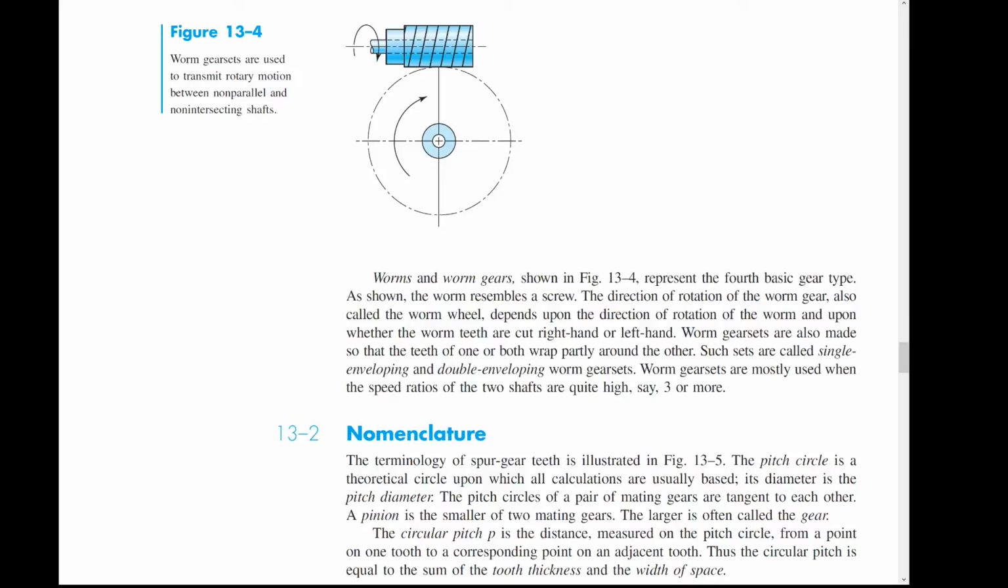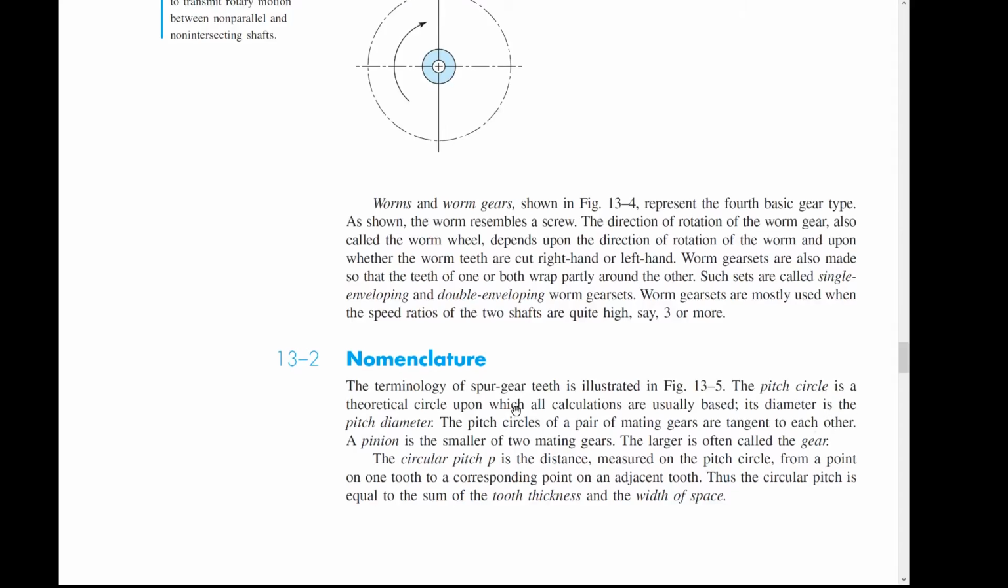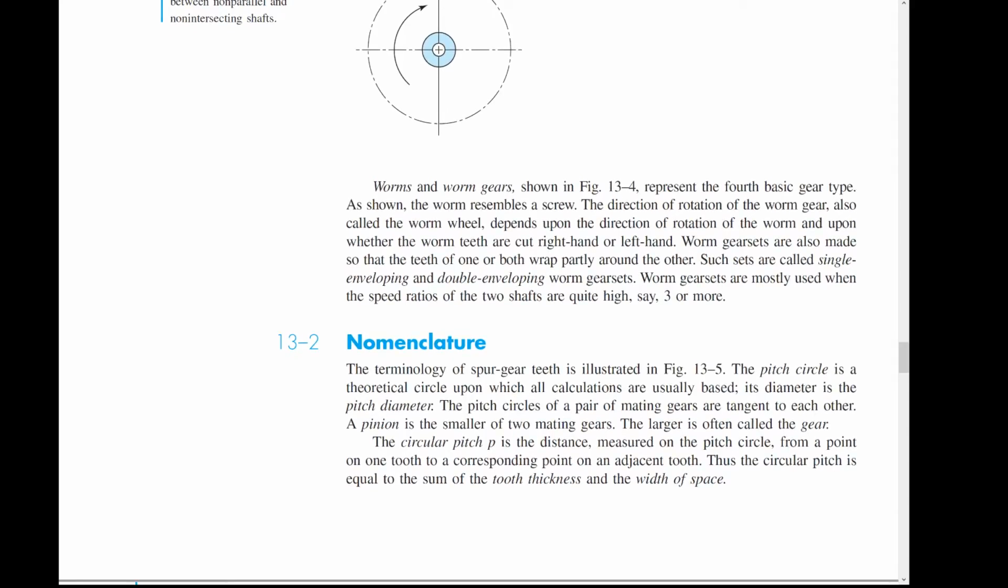Worm gear sets are also made so that the teeth of one or both wrap partly around the other. Such sets are called single enveloping and double enveloping worm gear sets. Worm gear sets are mostly used when the speed ratios of the two shafts are quite high, say 3 or more.